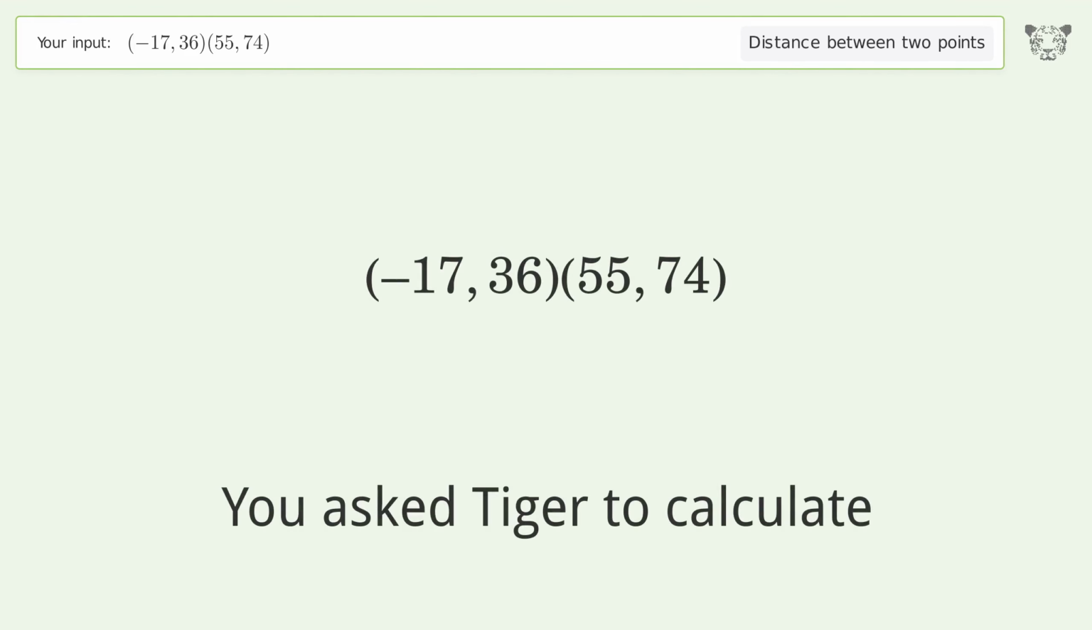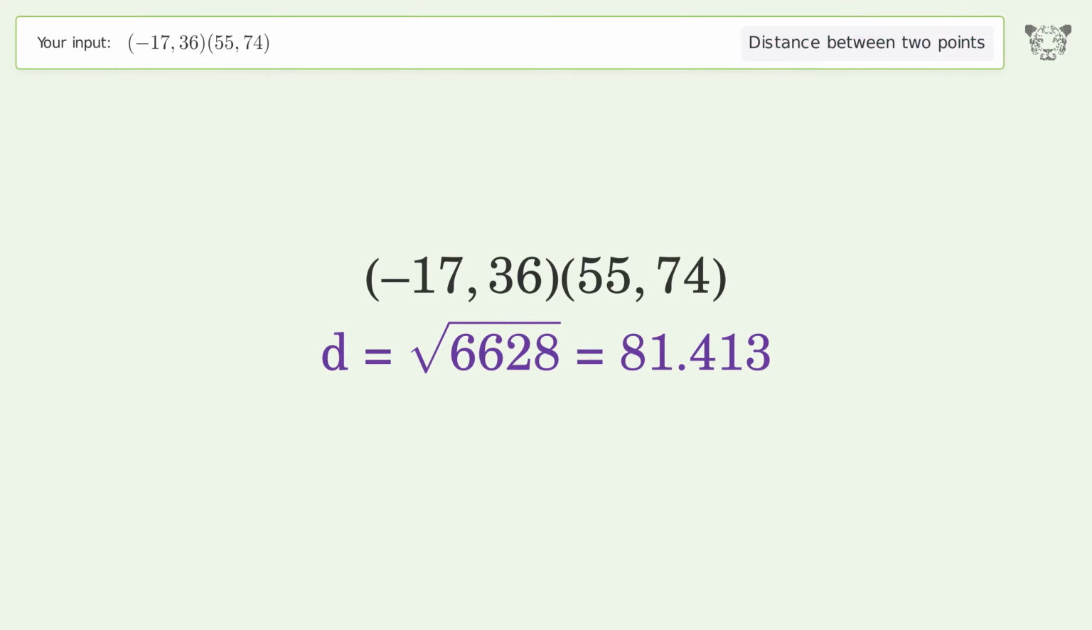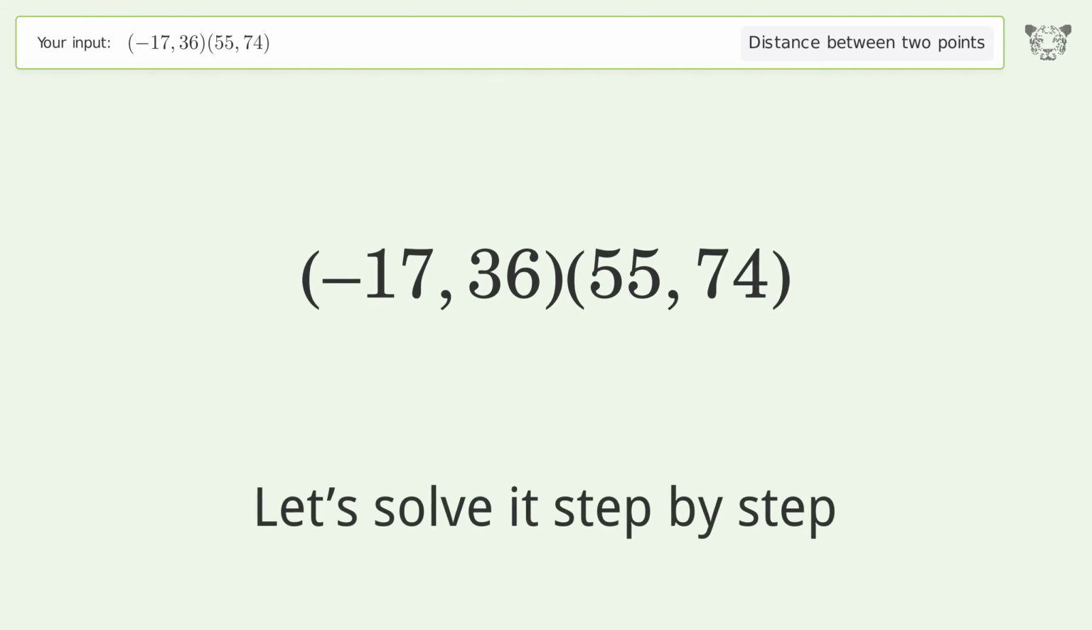You ask Tiger to calculate. This deals with the distance between 2 points. The distance between the 2 points is the square root of 6,628, or 81.413. Let's solve it step by step. Plot the 2 points and calculate the distance using the formula.